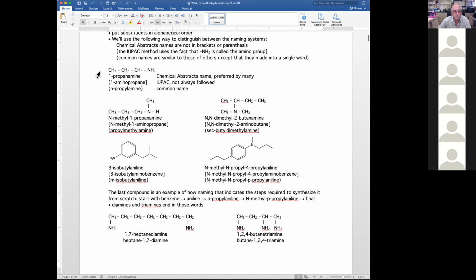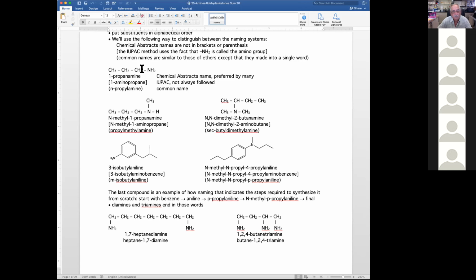So if we analyze this structure right here, my goal is to get it so you have a name that describes that particular structure and no other structure. You do the best you can with the grammar. Minor grammar mistakes, not important. So you have propane with an amino group on carbon number 1. It could have been on carbon number 2. If it was, it'd be called 2-propanamine.